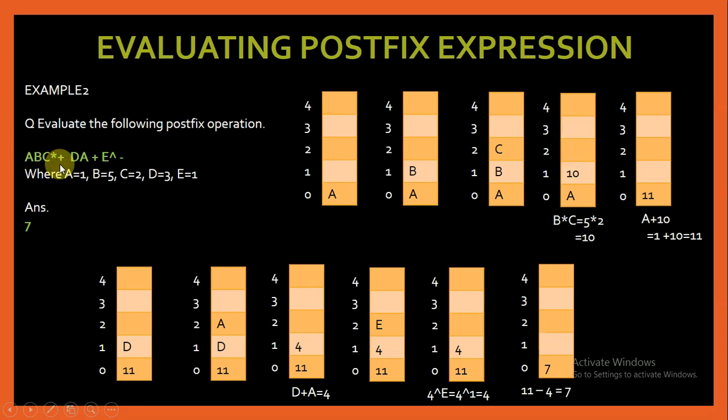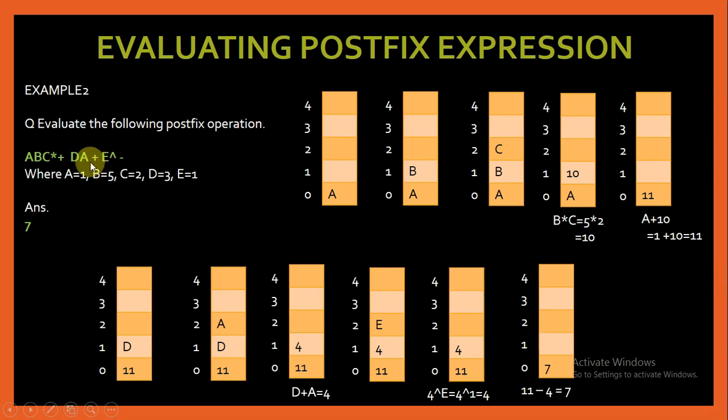The next scanned symbol is the plus operator. So again, we will pop the topmost operands from the stack. Topmost elements of the stack are 10 and A, and this operation is applied. It will become A plus 10, and the value of A, you can see, is 1. This becomes 1 plus 10, which is 11. So 11 has been inserted into the stack, and the next scanned symbol is D. So D will also be pushed into the stack. The next scanned symbol is A. The A will be pushed into the stack because this is also an operand.